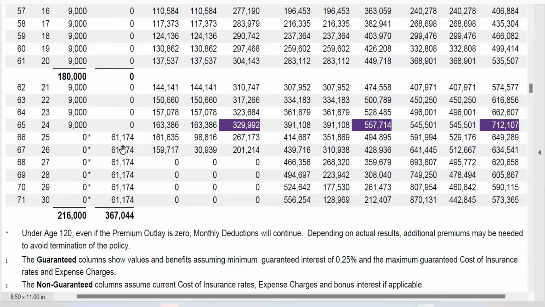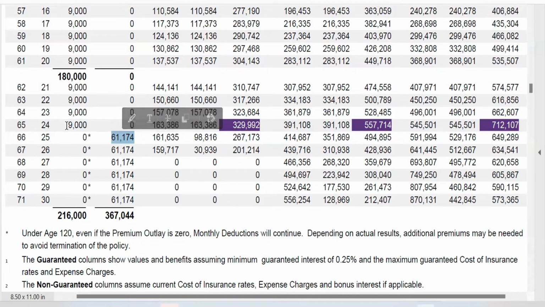Now, at age 65, right here, that's 24 years later, he has put in a total of $216,000. Right. Now he starts taking out money. Based on this plan, this design, if he keeps paying in this money as designed without stopping it, he is able to take out $61,000 every year. Remember, he stopped paying at age 65. So he's able to take 61.